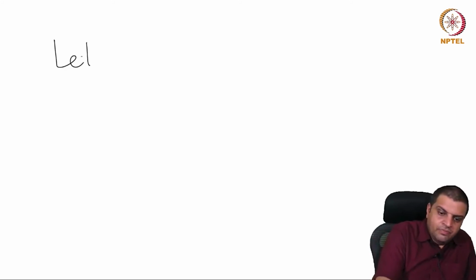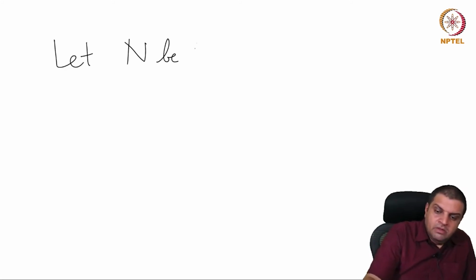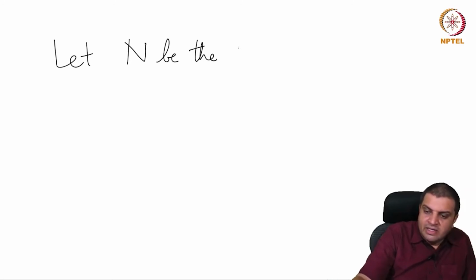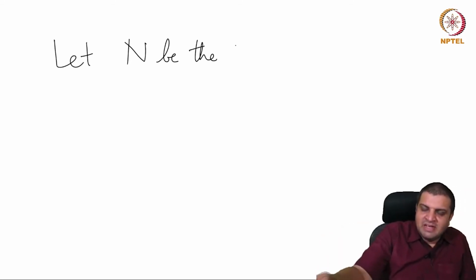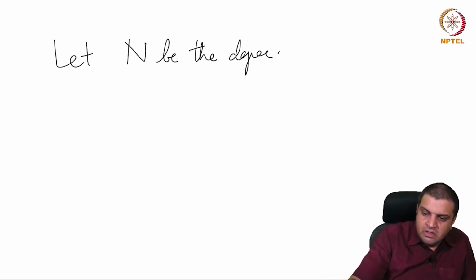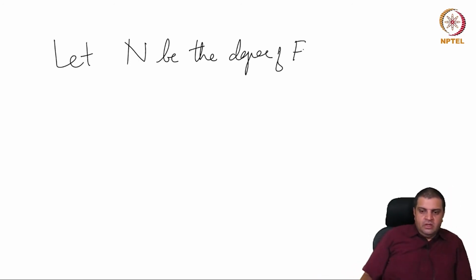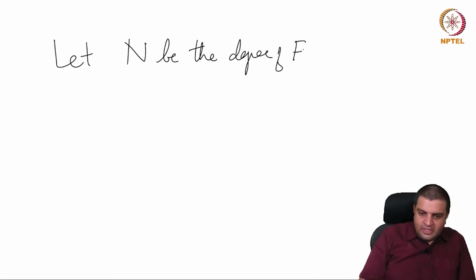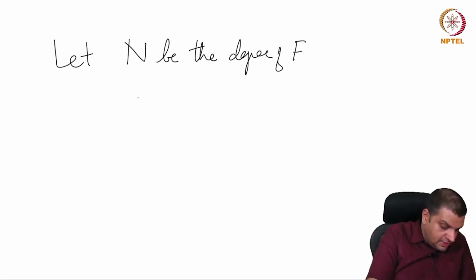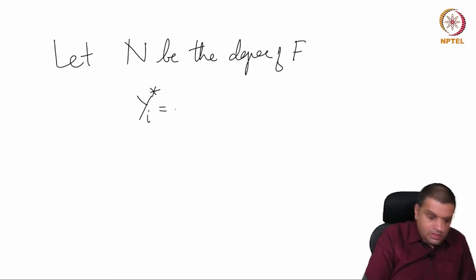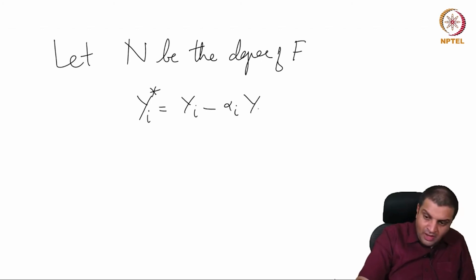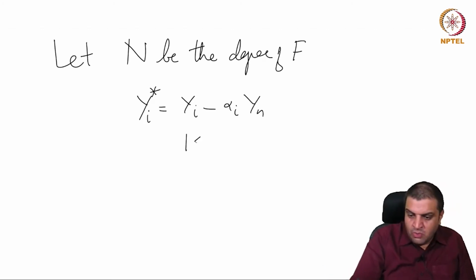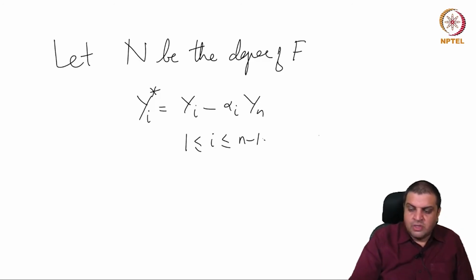So let n be the total degree, not individual variable-wise degree, but the total degree of f. Now we do a change of coordinates: yi star is yi minus alpha i yn, for 1 less than or equal to i less than or equal to n minus 1, and alpha i to be determined.